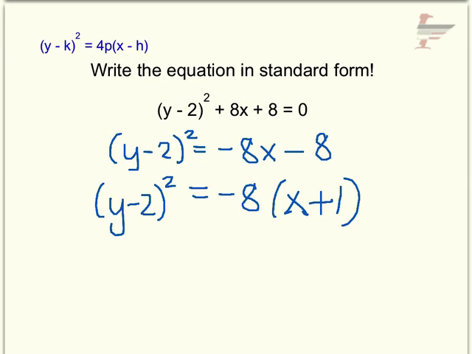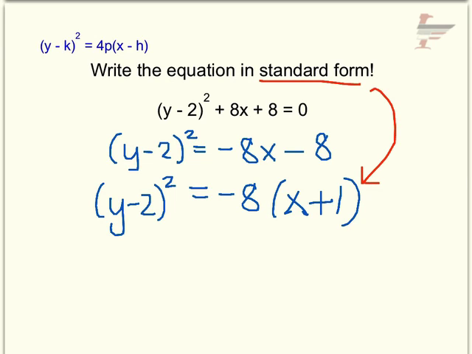And note, it's in standard form, so I have y minus something squared, my 4p would be equivalent to negative 8, times my x and my h all in parentheses. And just a side note, this is all I really asked you to do in this problem, which is to write it in standard form, and that is done.